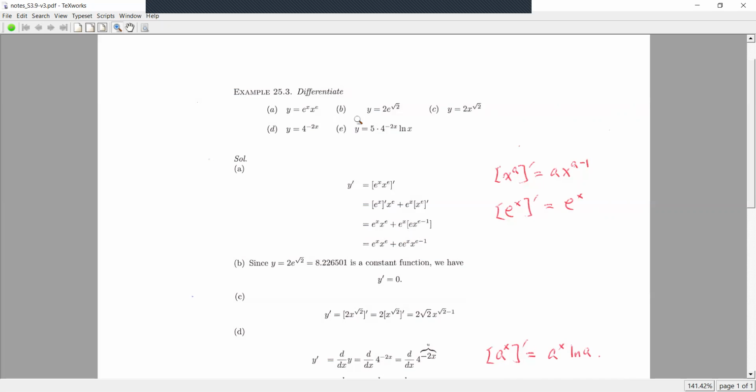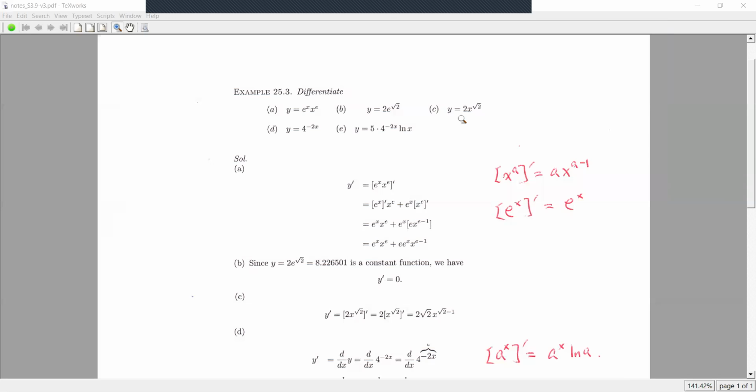Part B. Take derivative on this function. This function is a constant function. By calculator, 2 times e to square root of 2 is 8.22 something, a constant. So derivative on this function is 0.